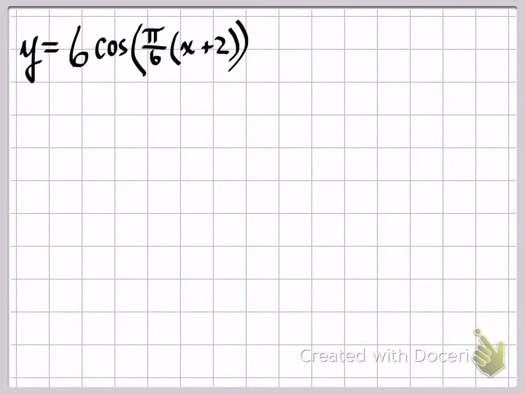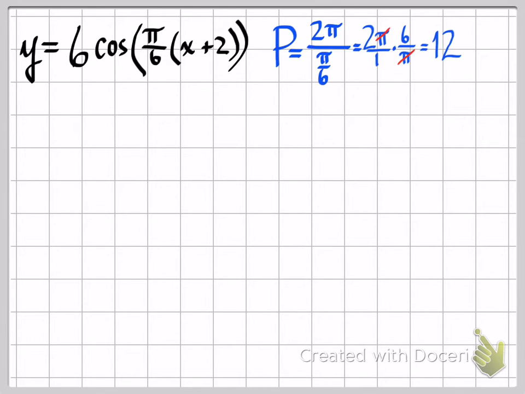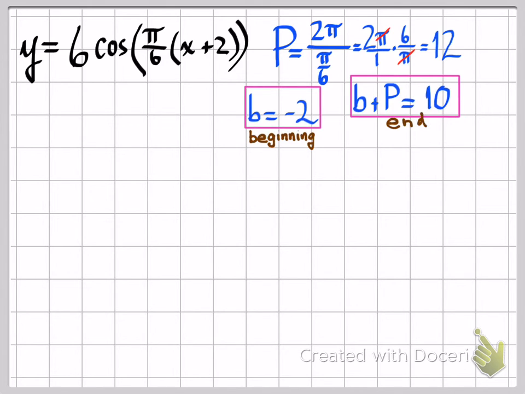So it appears that we are not going to be using any fractions of pi on our x-axis, and that is true. When we figure out the period of this graph, 2 pi over k, 2 pi over pi over 6, you work that out a little bit, and you're going to get the period to equal 12. Okay, that's nice. And when you think about b being -2 and the period equaling 12, when you add those together, you get a nice friendly integer of 10. So yes, indeed, our x-axis will begin at -2 and end at +10. So there's no worries about fractions of pi for this graph.